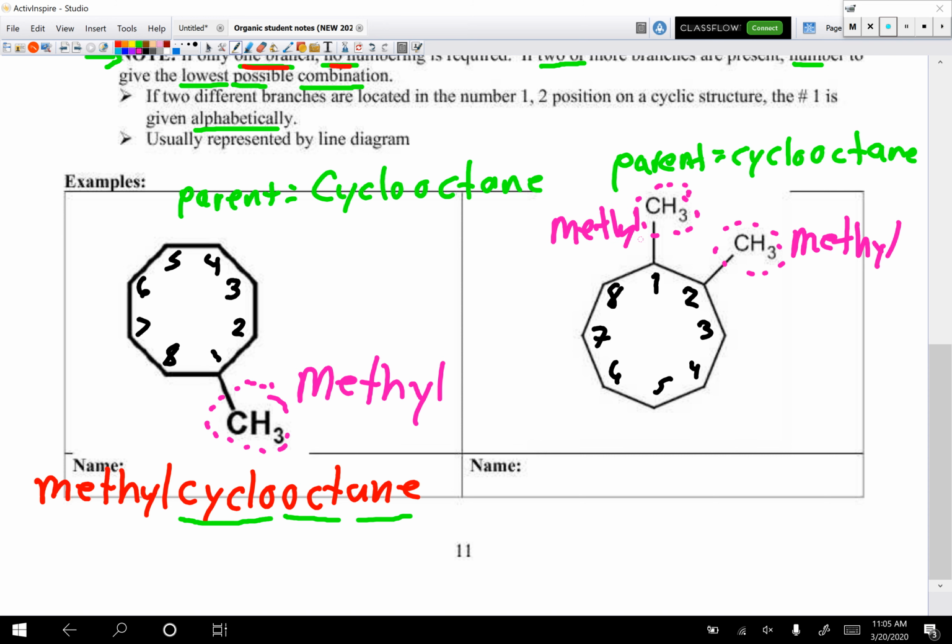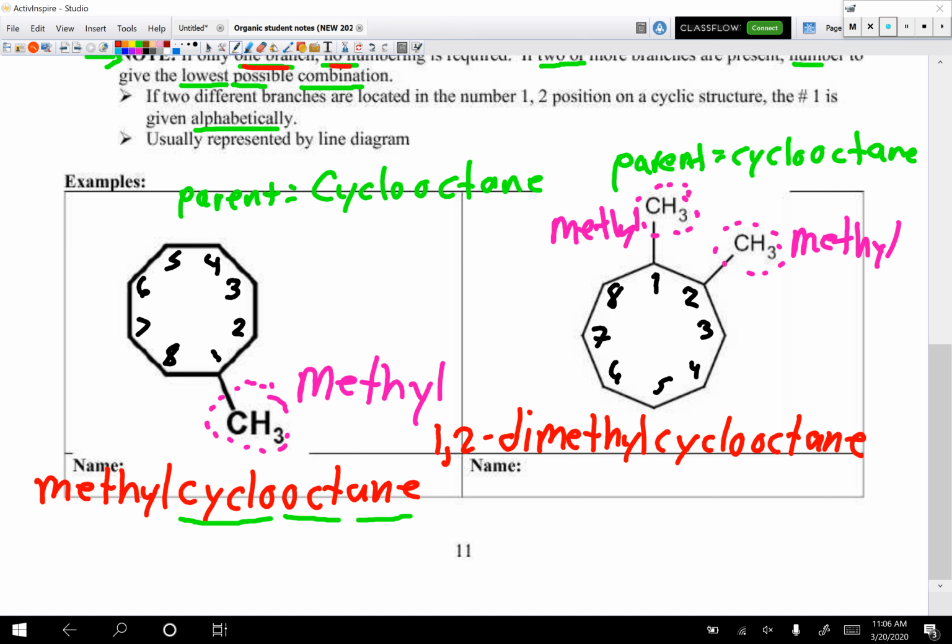Now to name it, because we have more than one branch, we actually need to include the position and the names of our branches. So we can tell we have methyls off carbon 1 and 2, so I'm going to start by writing 1, 2, dash. So remember, dashes separate our numbers and letters. Now because we have 2 methyls, we write di for 2, and then we write methyl. So these are all the branches taken care of. We have our 1,2-dimethyl. Now we have to write our parent chain, which is cyclooctane. And that is the name of this particular organic molecule.